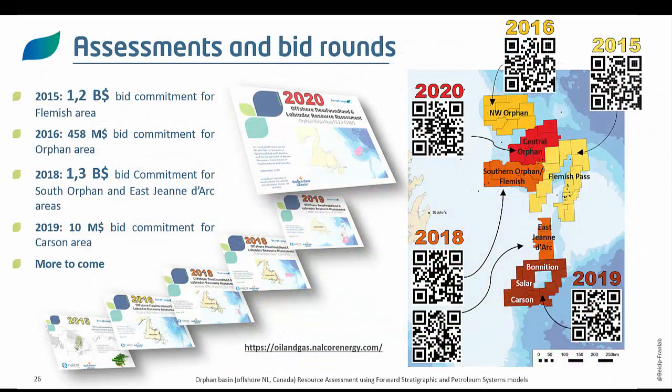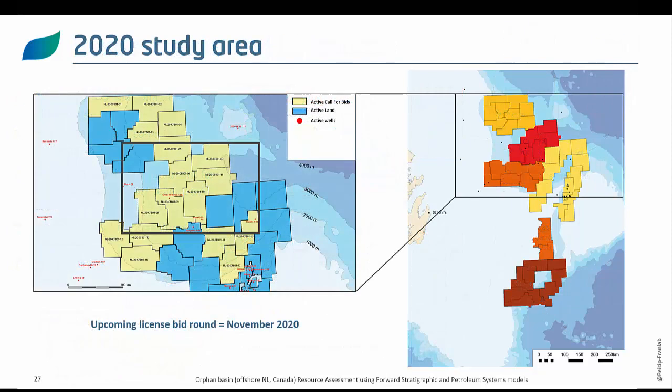Just to show you on this slide, you will find some details on how to access all the assessments we released with Nalcor. Another word on the impact we like to think we contributed to is on the work commitment that companies made, which represents around $3 billion in 4 bid rounds. So this year, the study area is this one. It includes 6 new parcels open for the November call for bid.